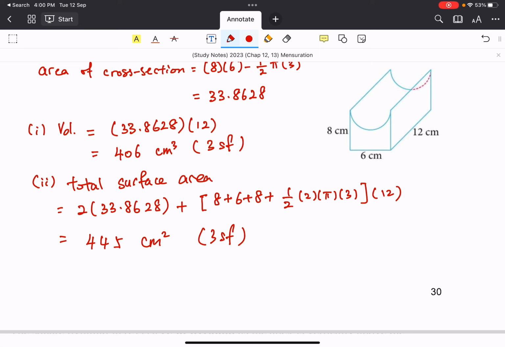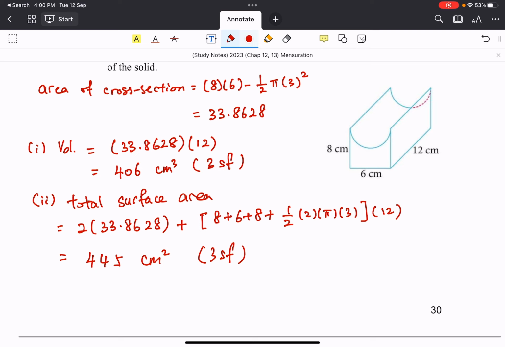Again, you can pause the video, take a look and see if the working makes sense for you. I hope you are able to visualize what's going on here. With more practice, I'm very sure most of you will be able to solve questions of this nature quite well. So all the best in your learning, and have a nice day.